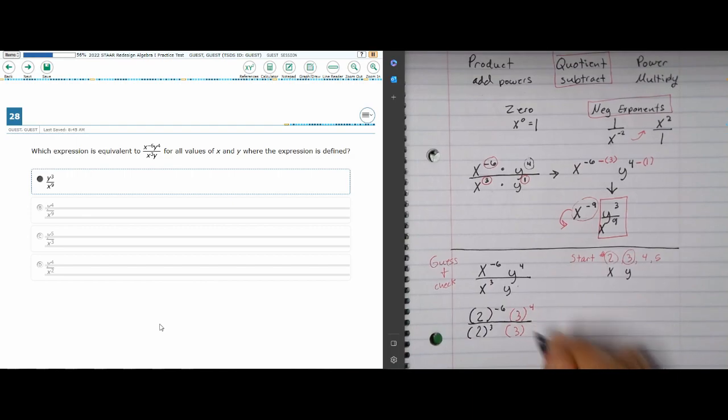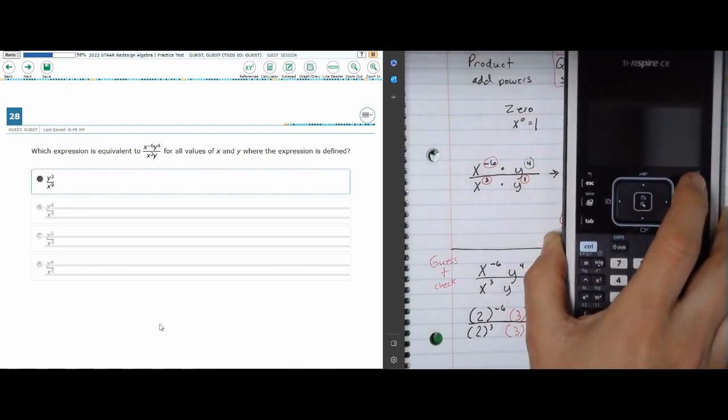And I'm not going to worry about putting a power of 1, because we're actually going to put this in a calculator and see what we get. So let's put this in a calculator. Let's see what we get, and that's going to help us find the correct answer.